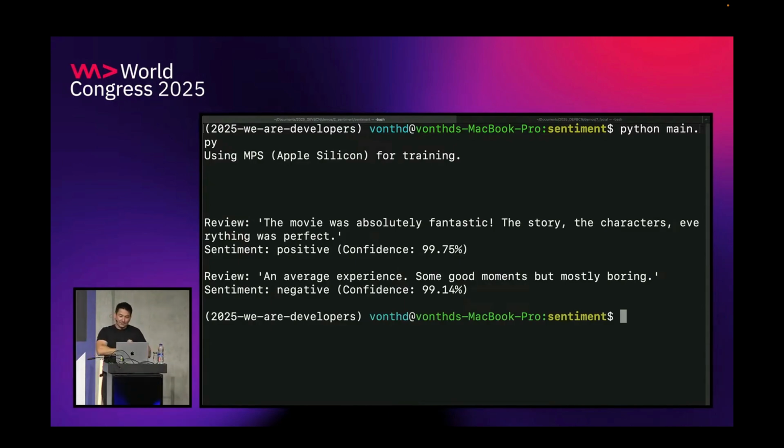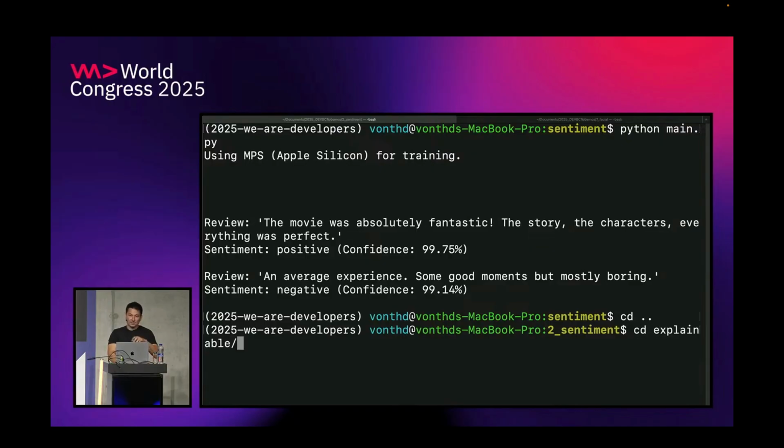The movie was absolutely fantastic. The story, the characters, everything was perfect. Sounds like a positive statement, right? There's a confidence score of 99%. An average experience, some good moments, but mostly boring. Negative, right? Definitely seems like a negative sentiment.